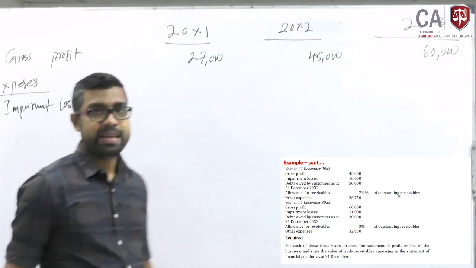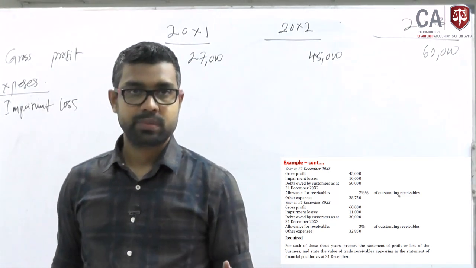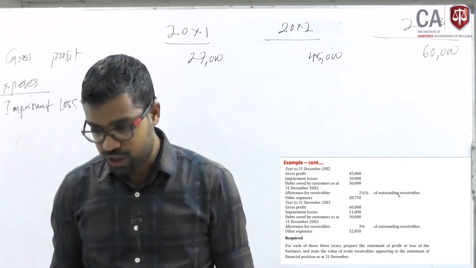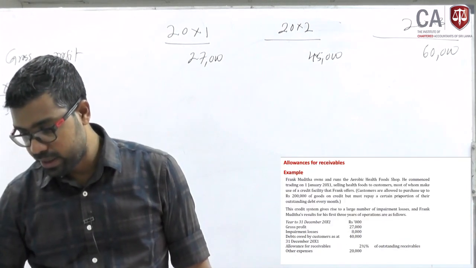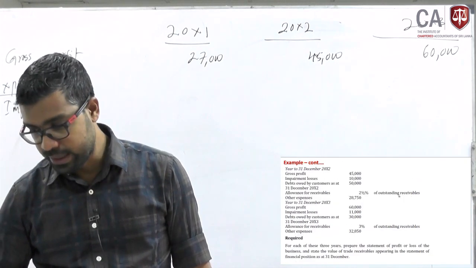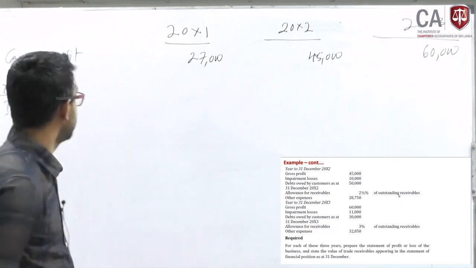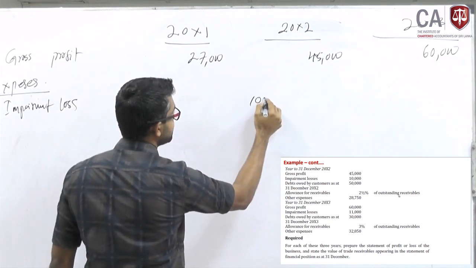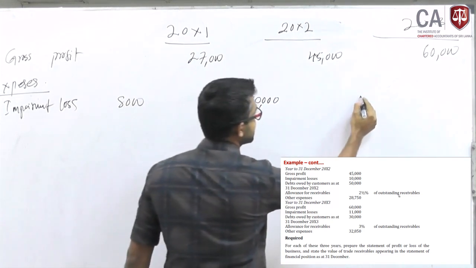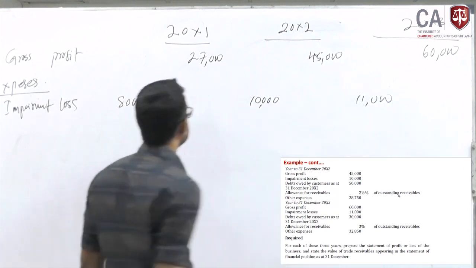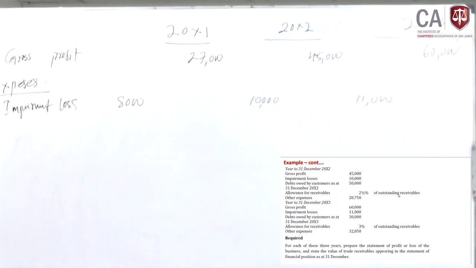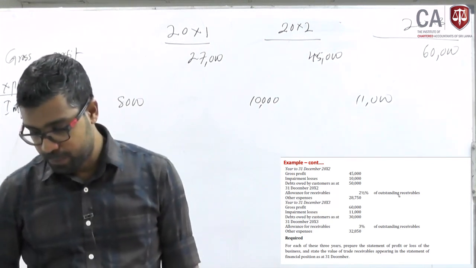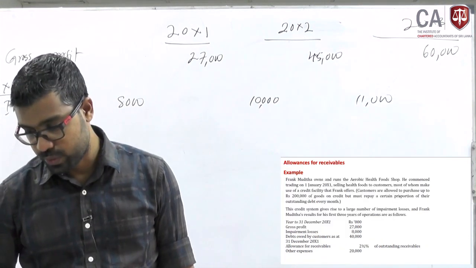What is the double entry? Debtor credit, impairment P&L debit. How much? Impairment: 8,000, 10,000 and 11,000. These are the figures, right? Impairment figures. Thereafter, you have loss allowance also.